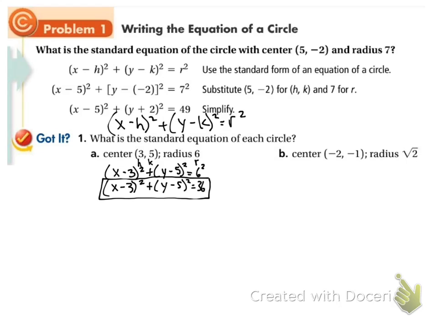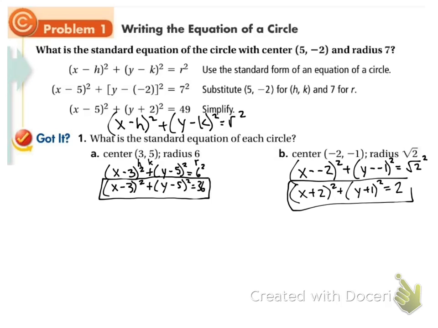So let's try this one. (x minus negative 2) squared plus (y minus negative 1) squared equals the square root of 2, squared. So I got a little bit more cleaning up to do. I'm going to change this to be (x plus 2) squared plus (y plus 1) squared equals a square root and a square undo each other. They're opposites. So I'm just left with 2. And this would be my answer.